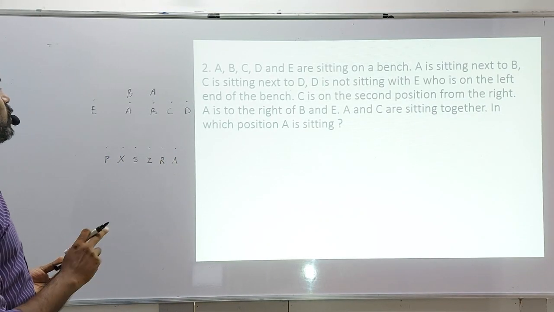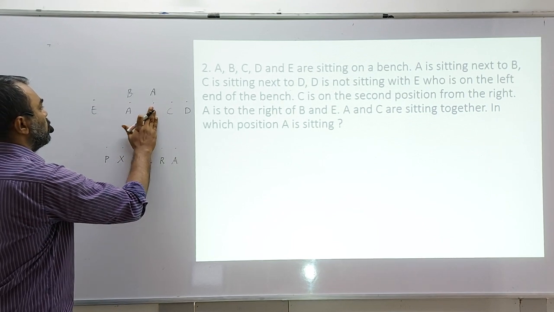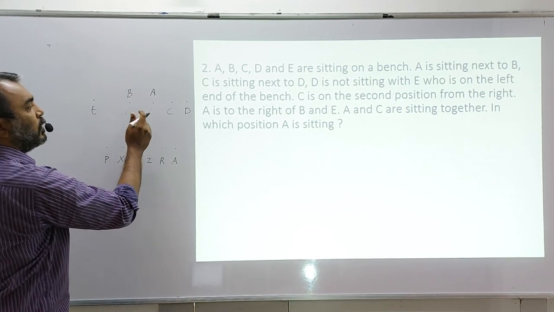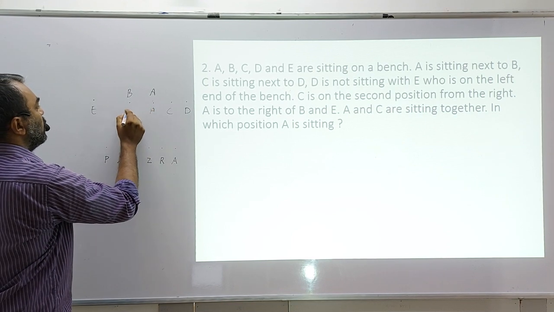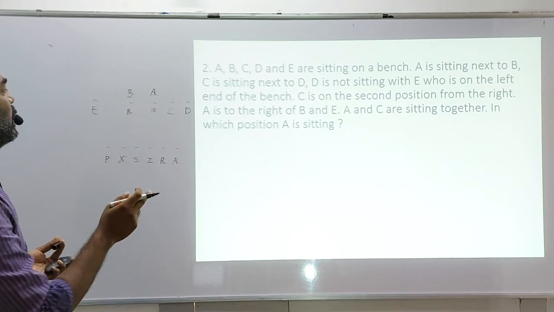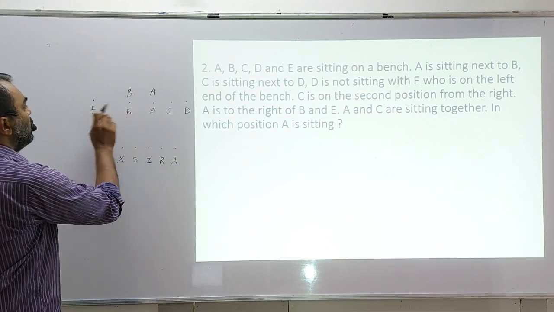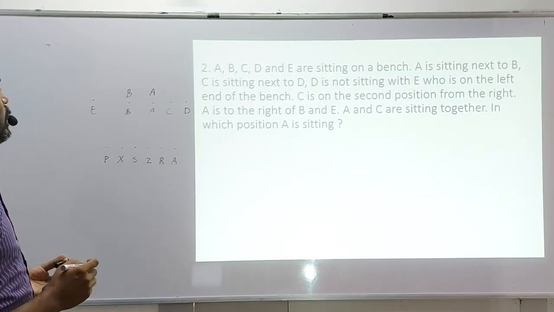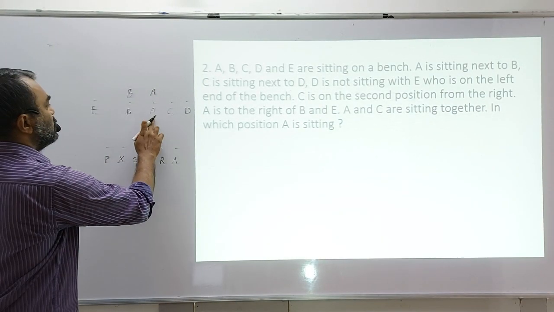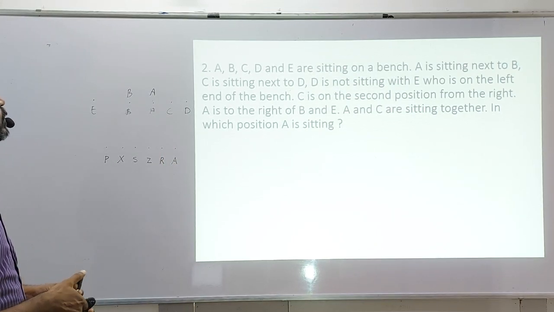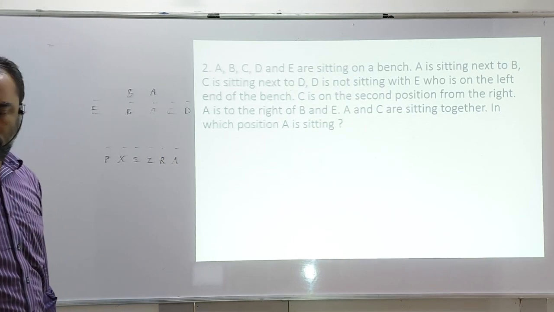A is to the right of B. So this combination is wrong. This combination is right. A is to the right of B. So A should come here and B here. And A is to the right of B and E. So A and B are together and A is to the right of E and B. A and C are sitting together. So A and C are sitting together. We have got in which position is A sitting. So this is the question you have got.